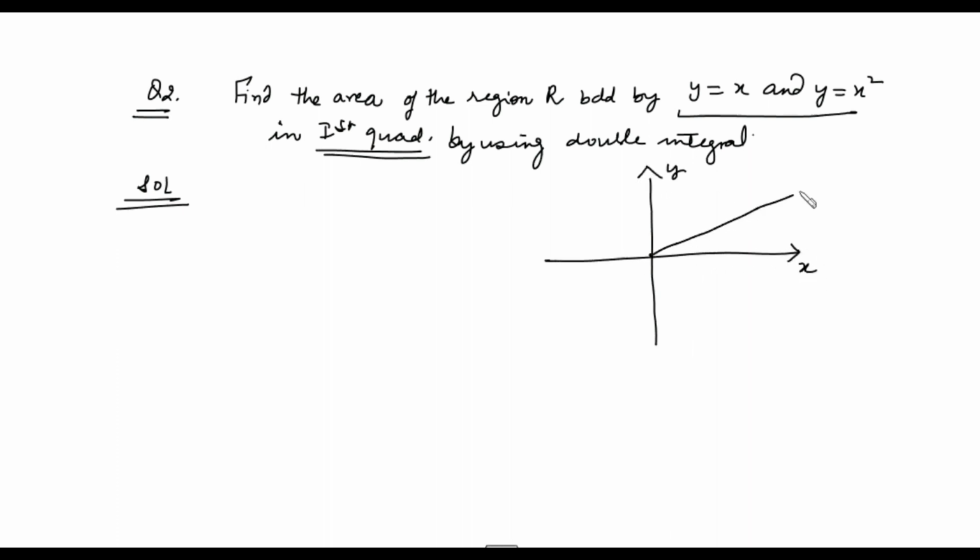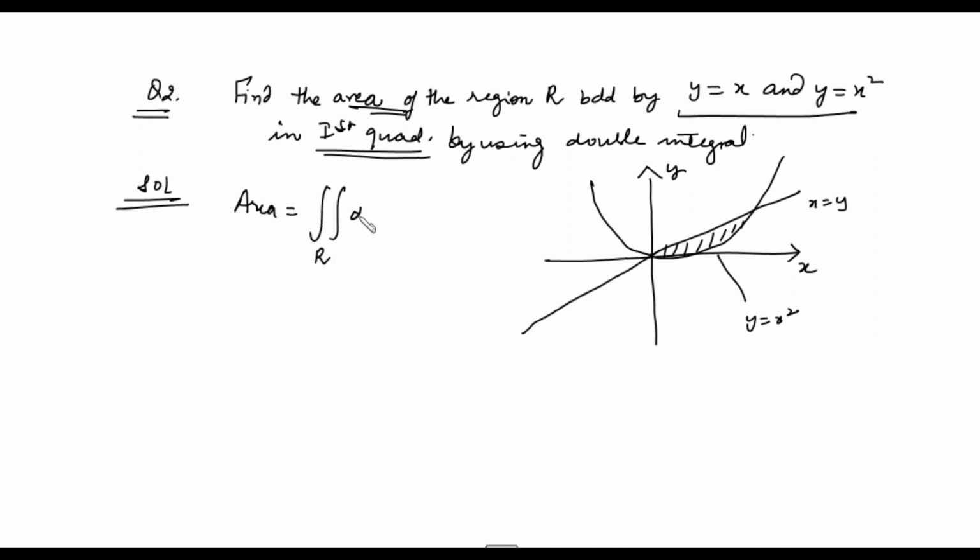This is the line y is equal to x and y is equal to x square. In the first quadrant it is bounded by this region. So we need to find out the area. Area means we consider the function to be 1. So area using double integral will be this one, right?